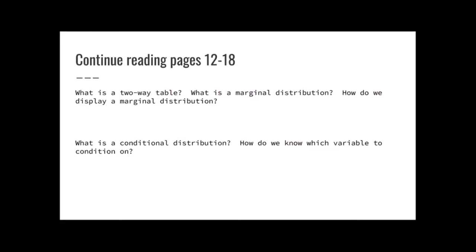All right, continue reading pages 12 through 18 and then come back.